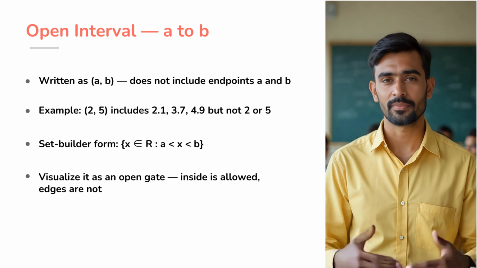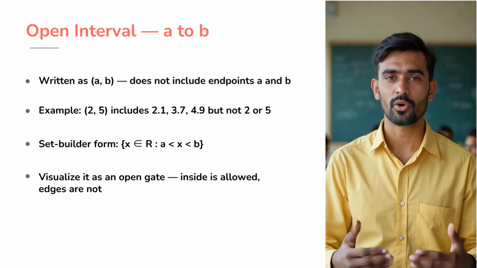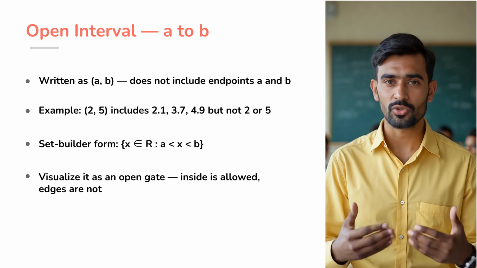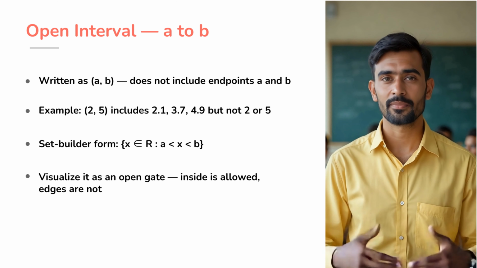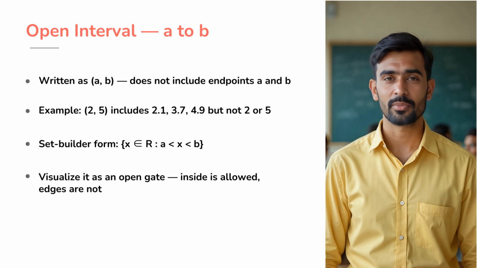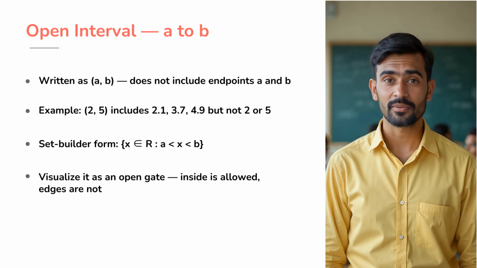or 5. In set builder form, it is written as the set of all x such that x belongs to real numbers and x is greater than A and less than B. You can imagine this as being allowed to walk between two gates, but not to stand on them.